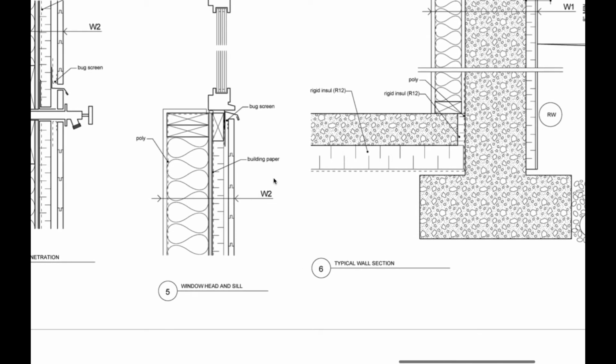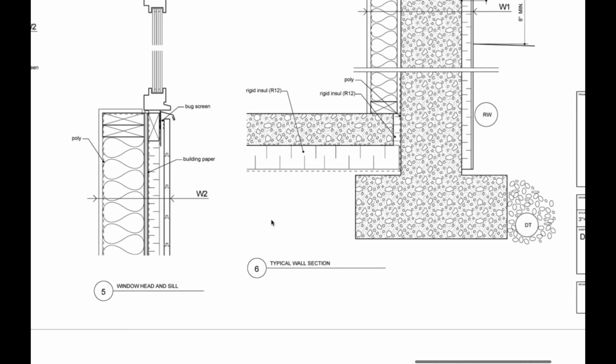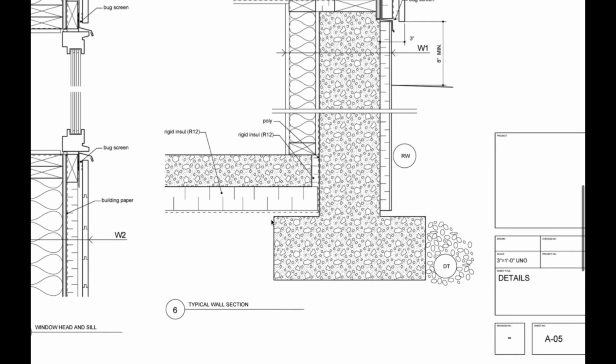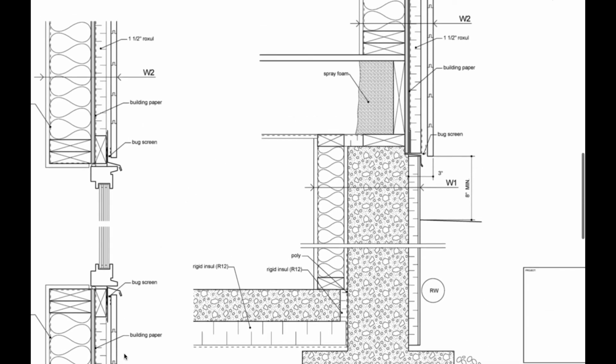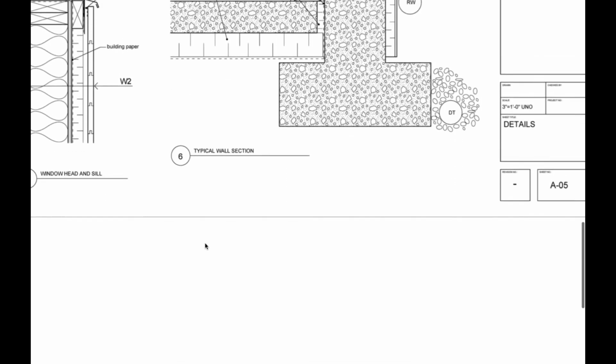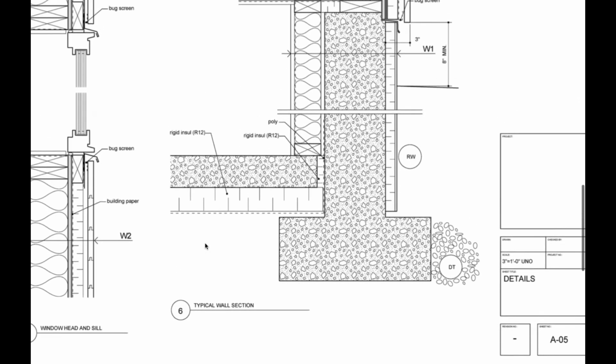And this is a window head and sill specifically for W2s. So this will be different for the W1, because W1's a concrete wall, so you'll have to see something different there. This is a typical wall section all the way from the bottom.